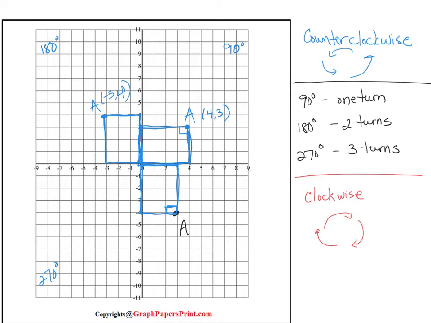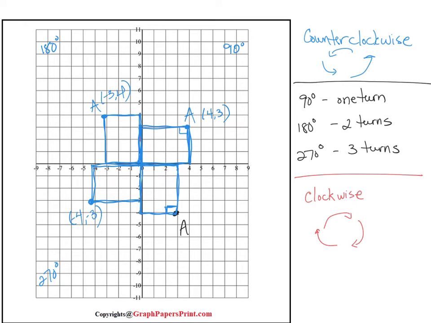And then, of course, a third turn, or a 270-degree rotation for point A, would be my third turn and my third rectangle, putting me here at -4, -3. So that's counterclockwise. We've discussed this before, and this is what we've concentrated on so far.